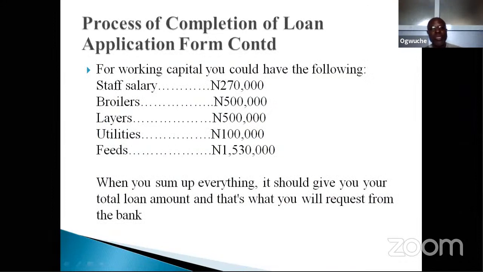Then working capital. You will need the following: staff salaries, let's say 270,000; broilers 500,000; layers 500,000; utilities 100,000. Then feeds. Feeds are very important in a poultry farm, because the birds are eating every second, every minute of the day. So you have to keep supplying them feed at every given point in time. When you add up everything, it should give you the total loan amount, and that's what you request.